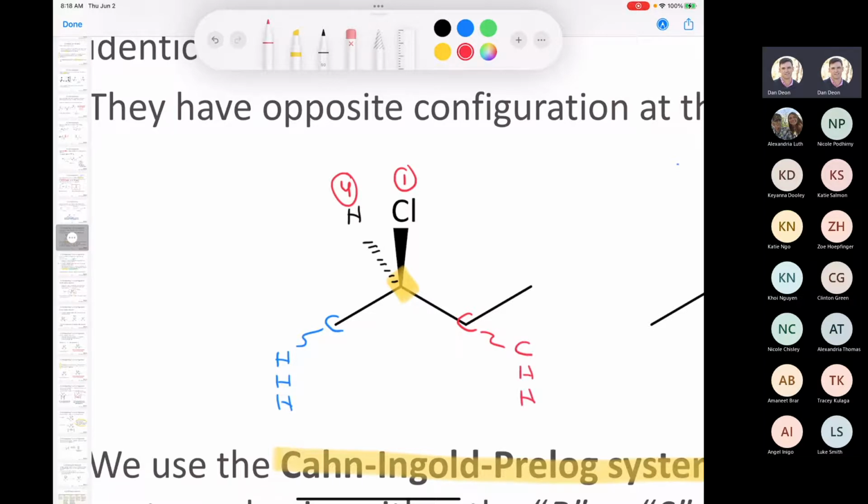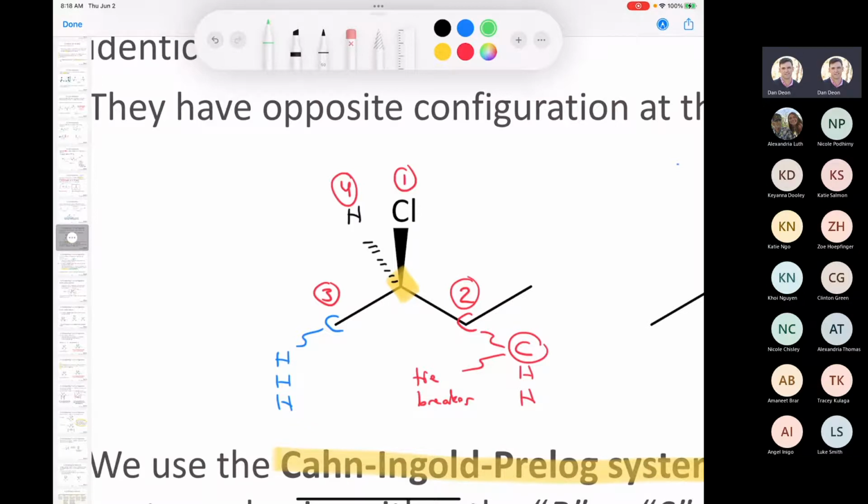We look for the first point of difference. We see that the point of difference is here, that a carbon has a higher atomic number than a hydrogen. This is the tie breaker, so to speak. And so this group, the ethyl, is going to have the second highest priority, and the methyl will have third highest priority.